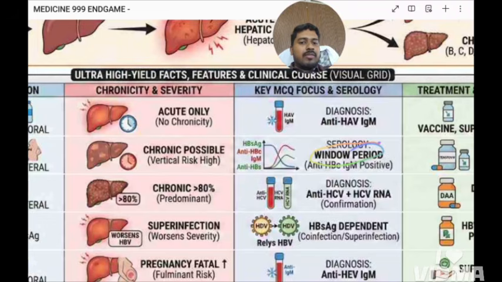So there is a window period before which anti-HBc IgM will be positive, of around 6 months. During this time only HBsAg will be positive. For the antibody response to develop, it will take around 6 months. This is known as the window period. This is important because initially you won't get anti-HBc IgM positive.